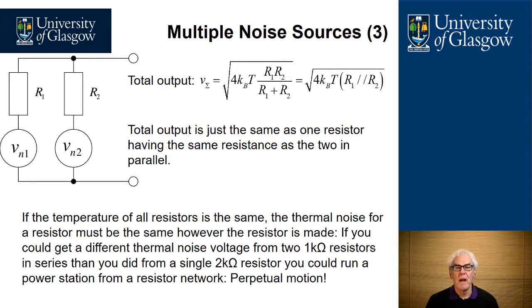It's important to realize that the temperature of all the resistors must be the same. If you have the same value of resistor and the same temperature, the thermal noise will be exactly the same. And this would stack up with common sense. If you got two different thermal noises from two 1k resistors in series than you did from a single 2k resistor, then that would suggest that somehow or other you could actually generate a power station from a resistor network, which would be a perpetual motion machine, which, much as they'd be fantastic to have, are impossible to create.